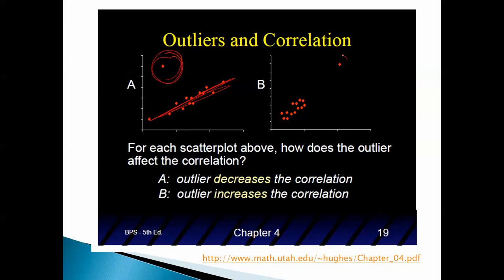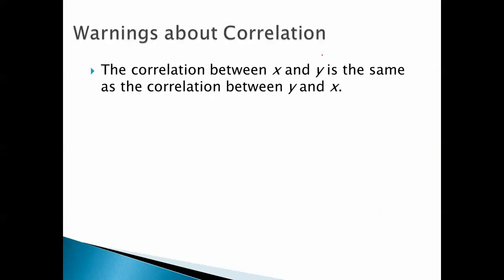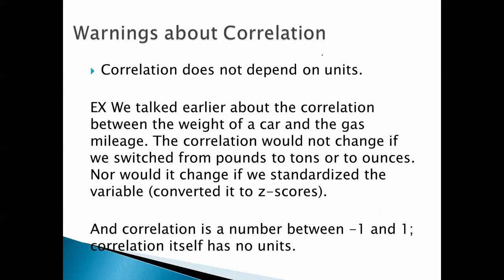And in the same way, this can substantially increase the correlation. You know, there's a good correlation, but once you throw that in, that substantially increases it, and it can deceive you into thinking that the relationship is stronger than it really is. So correlation is really not an appropriate measure if there are outliers. Another warning, the correlation between x and y is the same as the correlation between y and x. It's not going to matter.